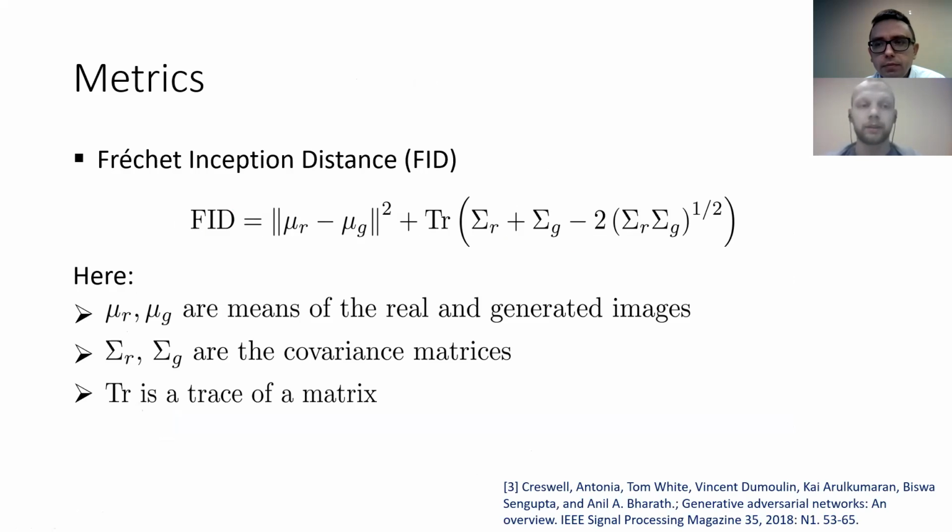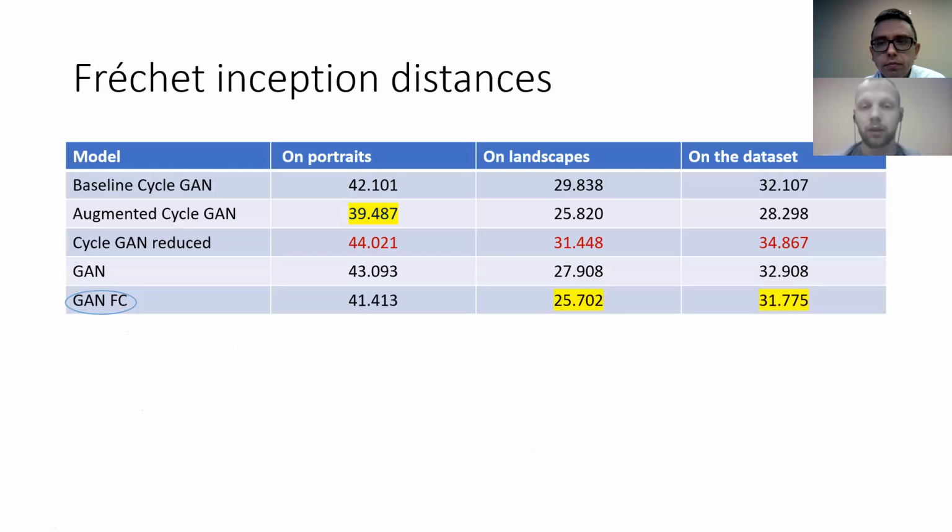Finally, there is the so-called Frechet Inception Distance. It is a standard distance to evaluate the performance of GAN networks. We compared our solutions against the baseline. We see highlighted in yellow the best solutions, and our final model with fully connected layers performs the best.